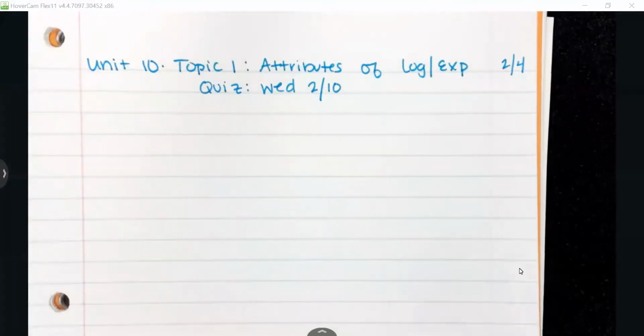All right, so we are going to Unit 10. Yes, we are skipping Unit 9. We'll do Unit 9 the week after spring break, so like the very last week of this quarter, we'll do Unit 9. Okay, we'll come back to it.